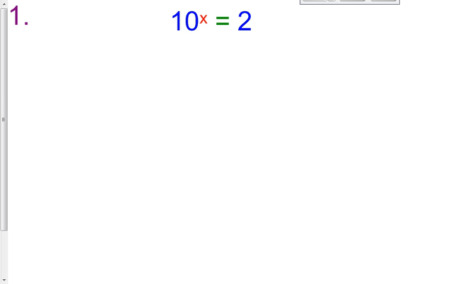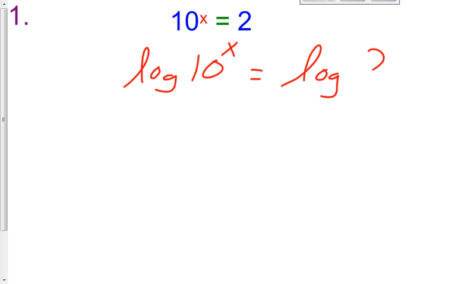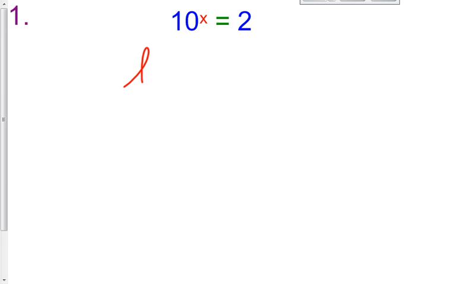So, moving on to our first one. I have 10 raised to the x equals 2. I can't get common bases to solve for x, so I have to take the log of both sides. So I have log 10 raised to the x equals the log of 2. Remember, these are always base 10. I don't have to write 10 right here, and I don't have to write 10 right here, because you just assume that it is 10.